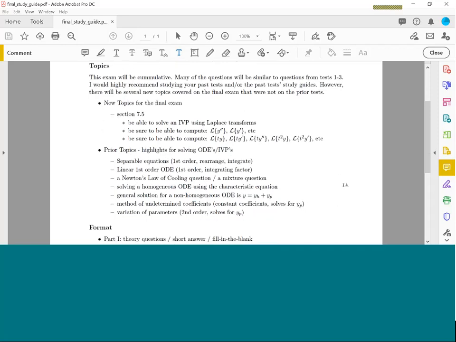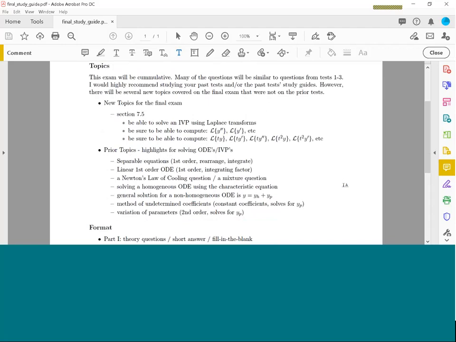The final exam is sort of cumulative, and here's where that comes in. In terms of what we've had for tests 1 through 3, we've had all of the topics we've covered except for one of the big ones we've actually been building towards. And that big topic is using initial value problems, having a differential equation, and solving it using Laplace transforms.